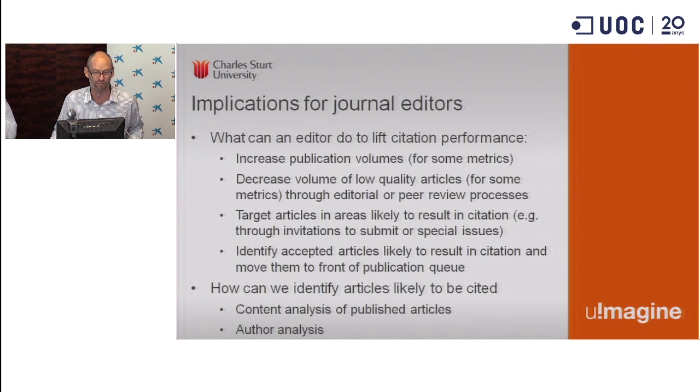But I am confident that there are journals that do that kind of promoting of articles up the queue because they think this is a really timely submission. We think this is going to be really interesting to people. So how do you identify articles that are likely to be cited? Well, content analysis of published articles is one way that you could do that. Maybe analysing the author's publication record. I've never heard of anyone doing that, but theoretically you could start to target authors that you think have been highly cited before and encourage them to submit.